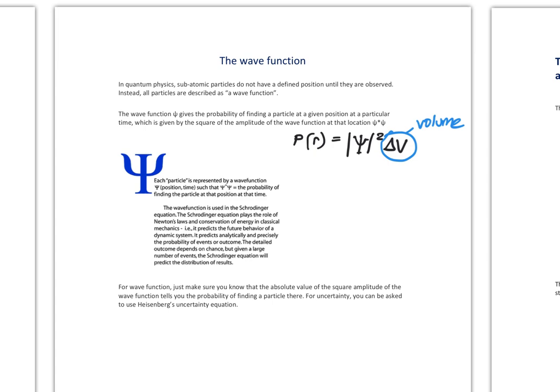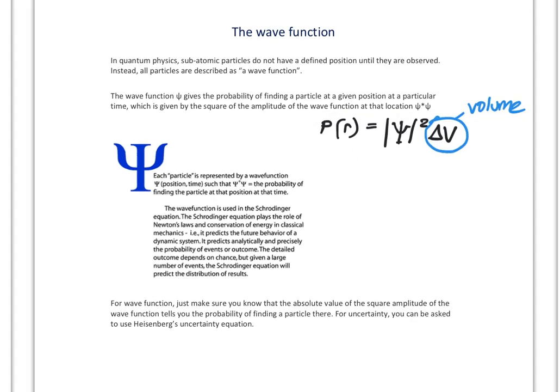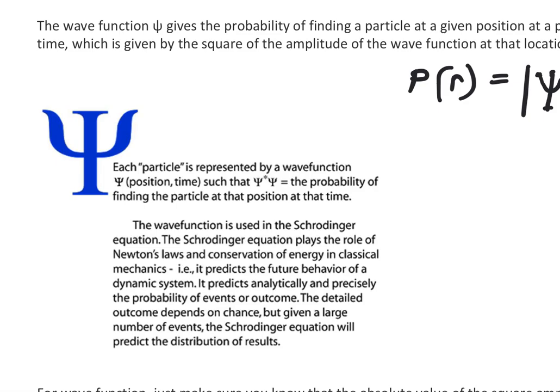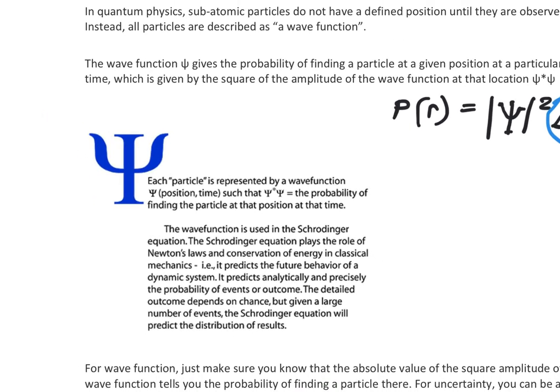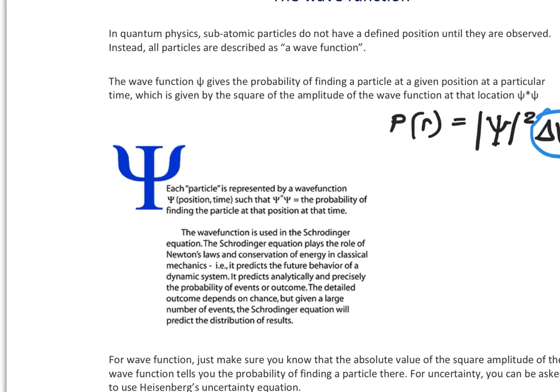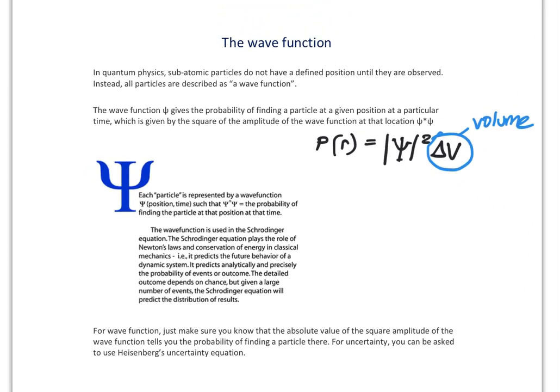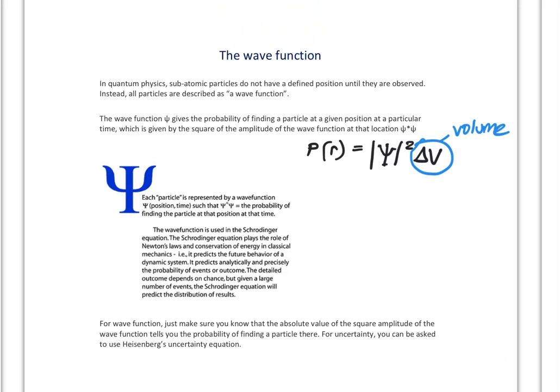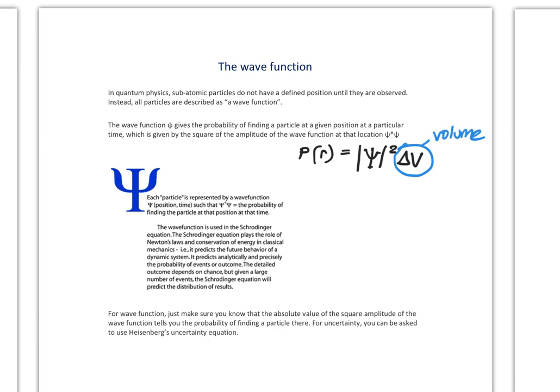I think it actually says that here. Yeah, it says that. It says psi times psi is the probability of finding the particle at that position in time. I thought it said something about proportional. Maybe that was just in my head.